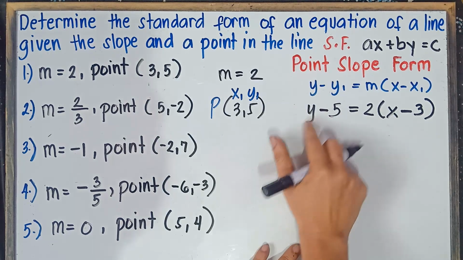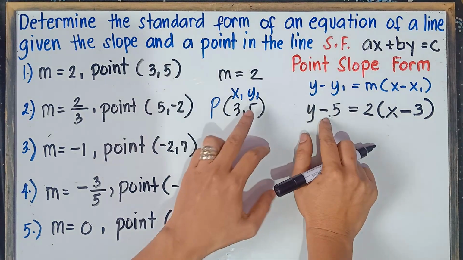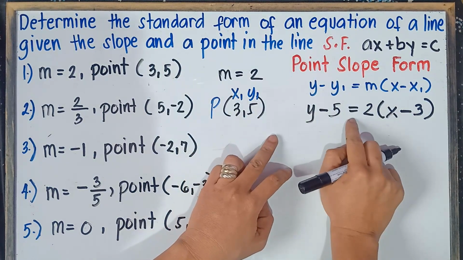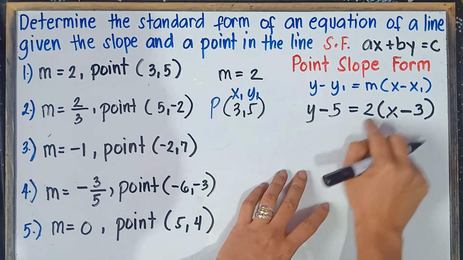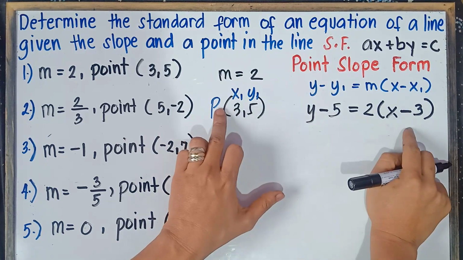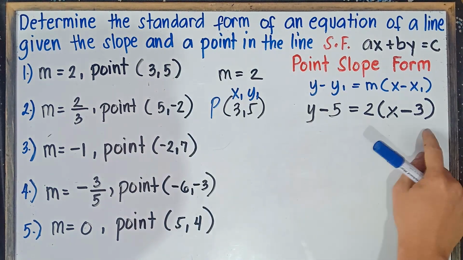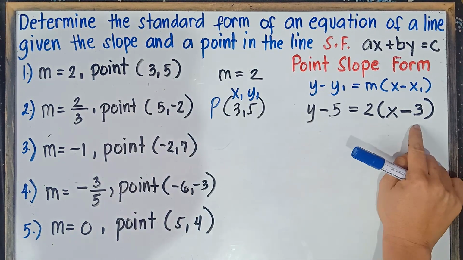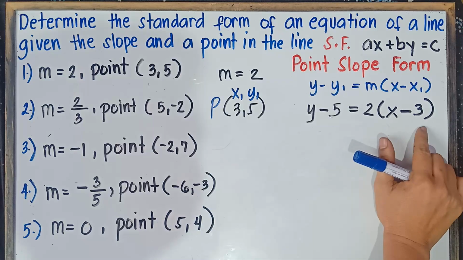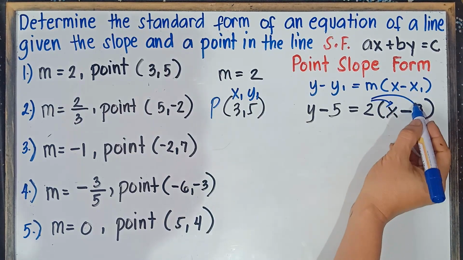Once again, do it step by step. Copy y, copy the minus sign, so y minus the value of y sub 1, that would be 5, copy the equal sign, the value of the slope, that would be 2, open parenthesis, copy x, copy the minus sign, the value of x sub 1, that would be 3. Alright, and then you need to multiply this. We have a parenthesis with two terms, a binomial, therefore we need to apply the distributive property. You multiply 2 times x, and then 2 times negative 3.